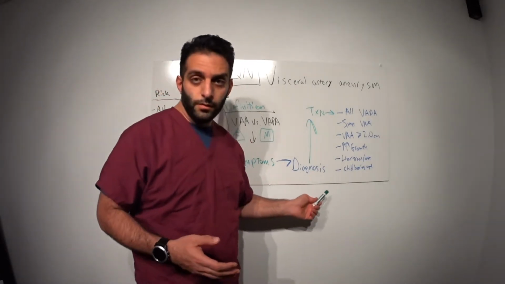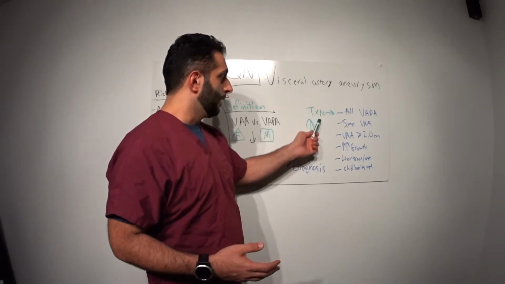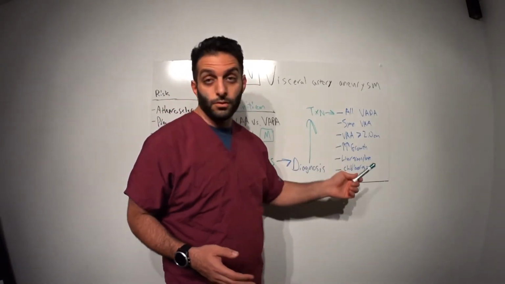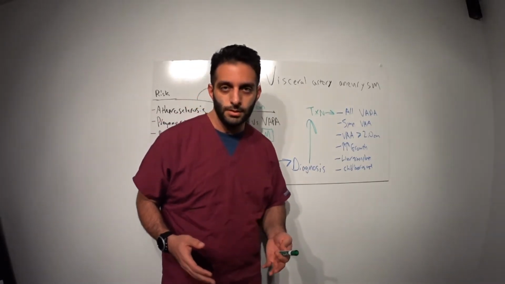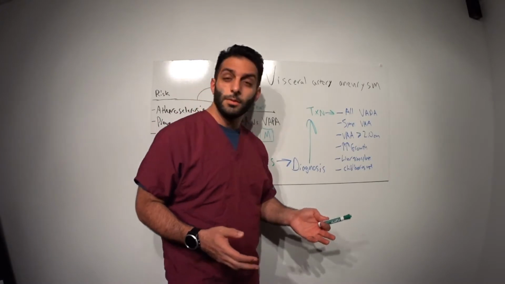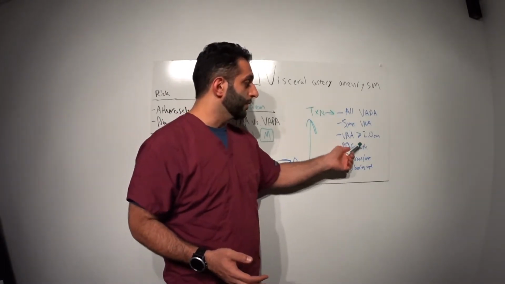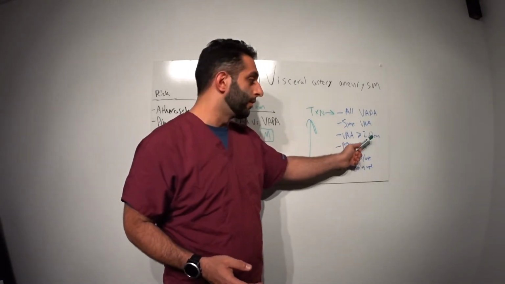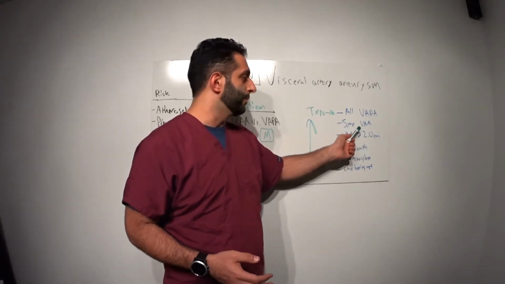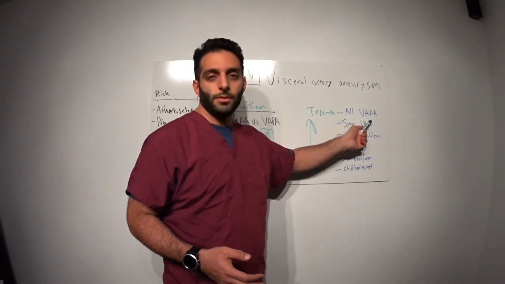Now, once you diagnose it, not all of them get treated, obviously. The less symptomatic VAAs, visceral artery aneurysms, full thickness dilations that are non-symptomatic and less than 2 centimeters, will typically be watched. Now, if it's greater than 2 centimeters, it's going to be repaired. Symptomatic, anything that's causing your patient significant pain will be repaired. All visceral artery pseudoaneurysms are repaired.